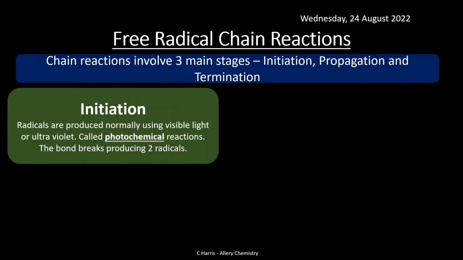Now, initiation, as it suggests, is how you actually kickstart a reaction. So radicals or homolytic fission is generally started by using UV light. And effectively, this is what you call a photochemical reaction. So UV light helps to split the bonds. The electrons move to form a radical, or form two radicals, just as we've seen before. So this is an example of homolytic fission.